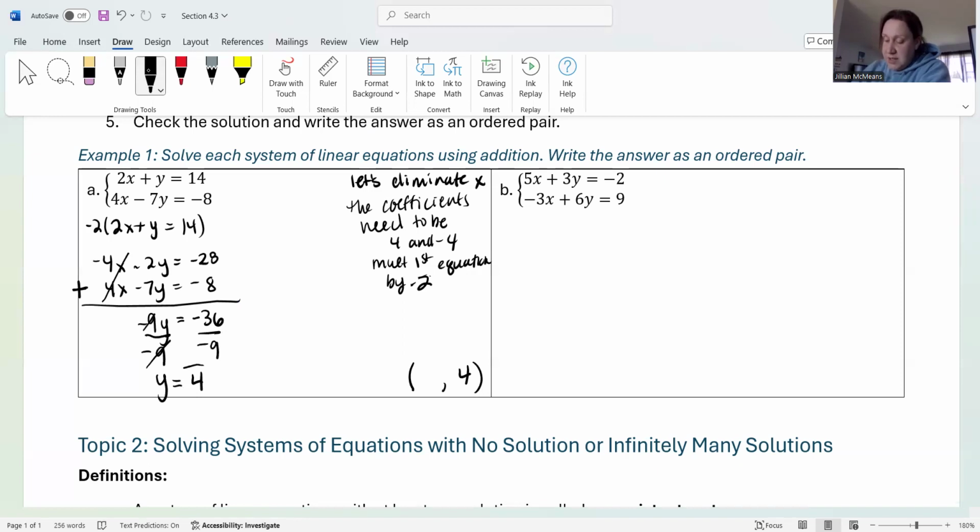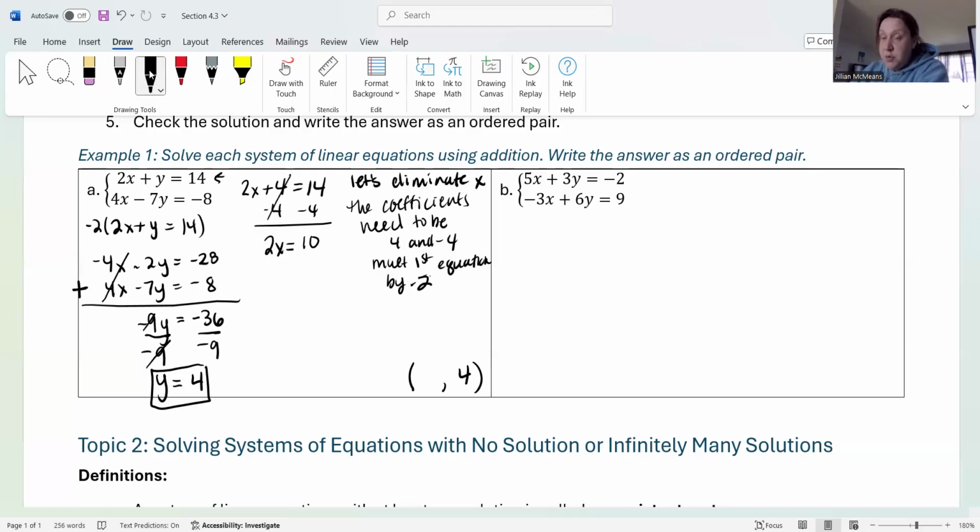So all I want to do is take this value for y and plug it into either of the original equations and then solve for x. So let's say we plug it in here. That gives me 2x plus y, which is 4, equals 14. Well, I need to get the 2x alone, so I need to move the 4. So I subtract 4 from both sides. 4 minus 4 is 0. 0 plus 2x is just 2x. And then 14 minus 4 is 10.